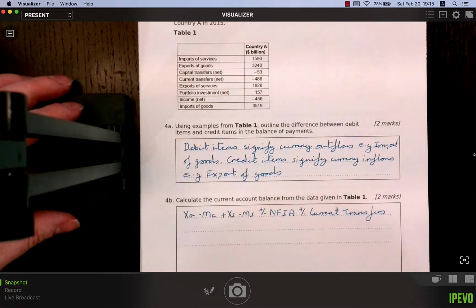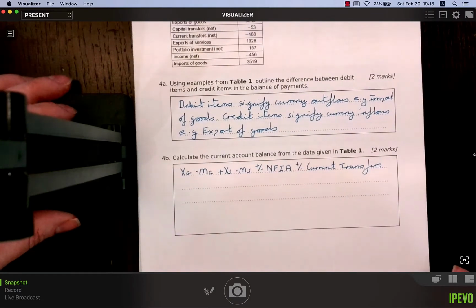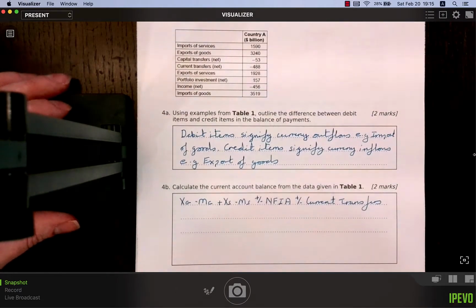Now, I will just slightly move this down. No, that's too much, forgive me. Okay, so that's pretty good there.